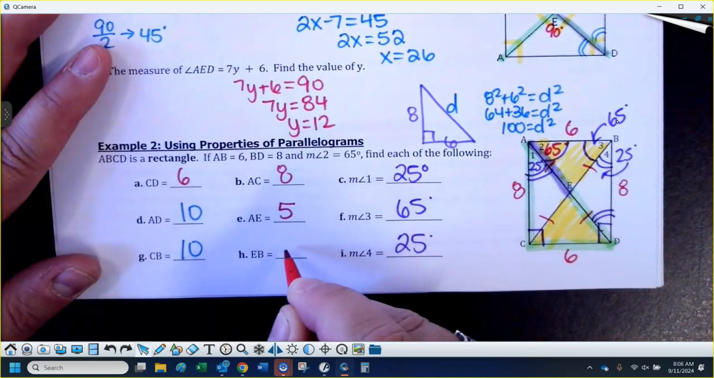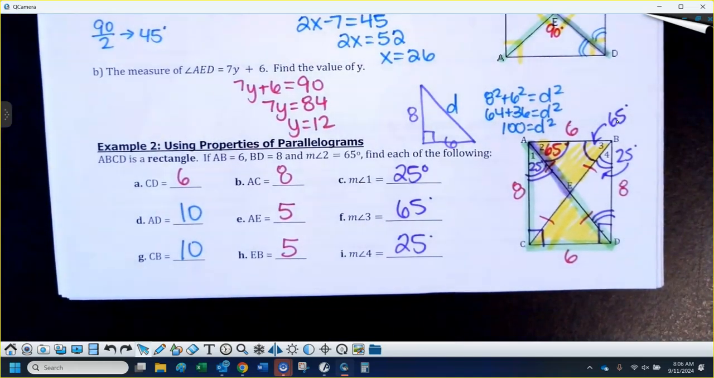So both of these pieces, A to E and B to E, they're just half of a diagonal, so it would just be 5. The whole diagonal's 10. You can always use Pythagorean theorem because you got a right angle. Does anybody have any question?